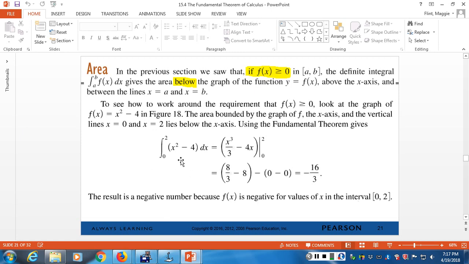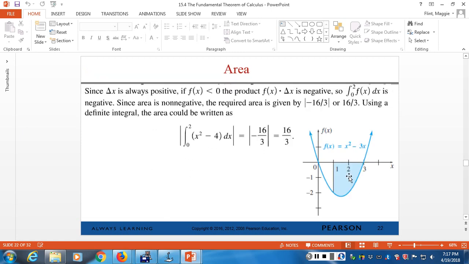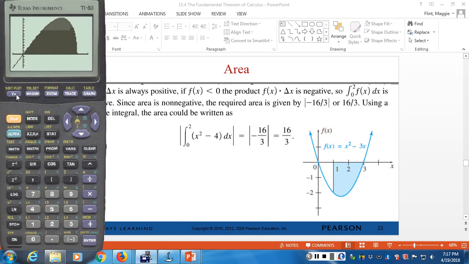But if you look at this problem, x squared minus 4 from 0 to 2, well, from 0 to 2, the area there is below the x-axis. And if you ask the calculator to give you the answer, it's going to tell you it's 16/3. And I'm not going to go through the actual calculus. We're going to do it on the calculator so that you'll see it.